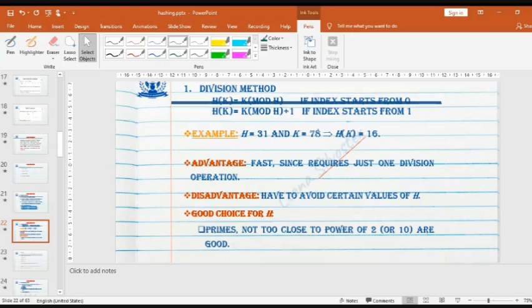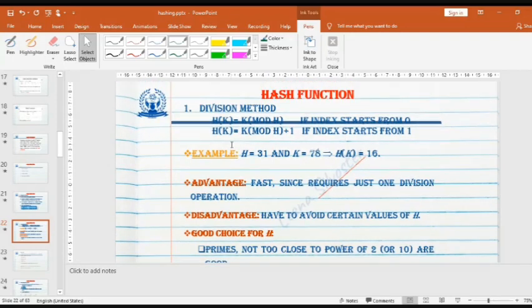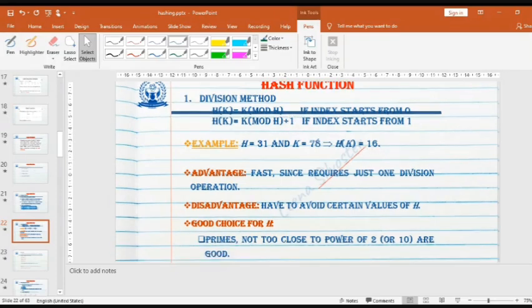One example. In the division method we have the formula h of k equals k mod h if the index starts from 0. If the index starts from 1, then we add plus 1 also. Here h equals 31 and k equals 78. How will you calculate h of k? Suppose the index starts from 0, then the equation is k mod h, that is 78 mod 31, which is 16. If the index starts from 1, we add 1, so 16 plus 1 is 17. Like that, we can calculate the index values.